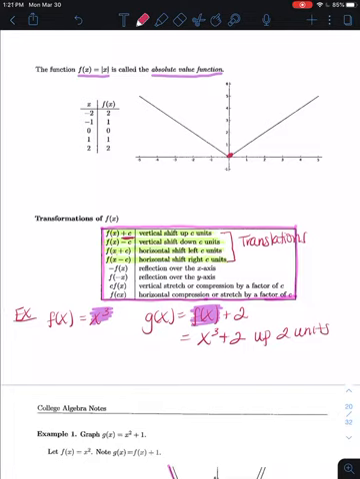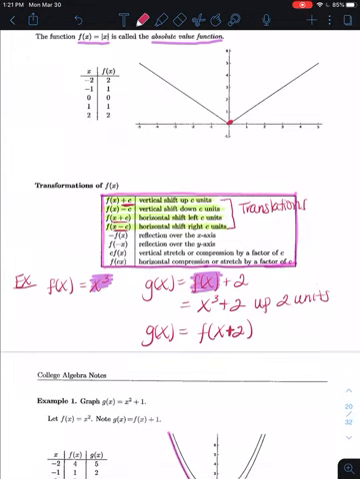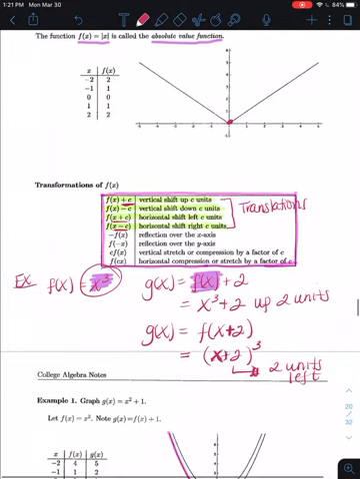If I said that the new function g of x was f of x plus 2 inside the parentheses, anytime the number's inside the parentheses, regardless of what the function is, that's your left-right movement. Another way to write this without function notation, since we're talking about x to the third power, would be x plus 2, because that's what's in parentheses, raised to the third power. In this case, this is going to move 2 units left. You would think a plus would move to the right, but it's the opposite.